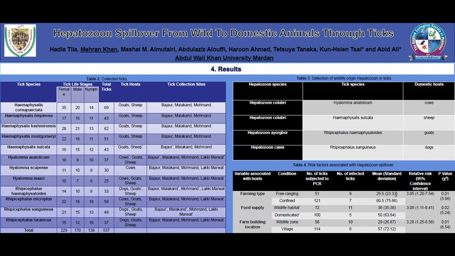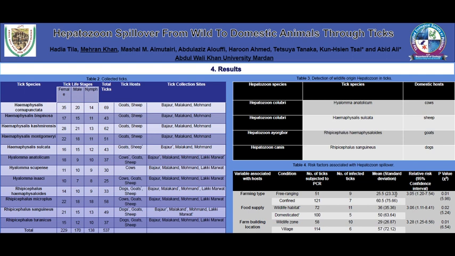Table 4 shows risk factors associated with Hepatozoon spillover, and there were 3 factors which were strongly and significantly associated with the potential spillover of Hepatozoon from wild to domestic animals.